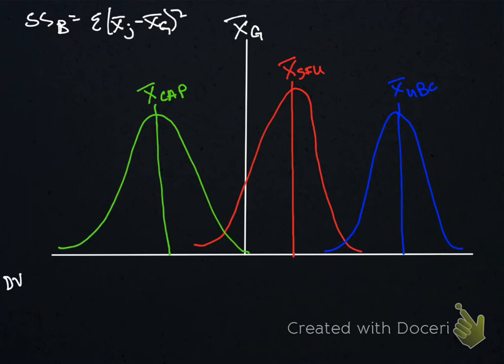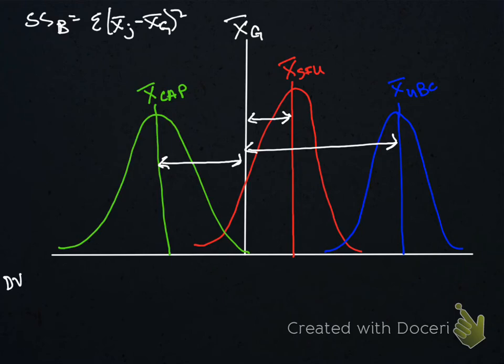Well, this would be the deviation between SFU's sample mean and the grand mean, so we would square that. Then we would add it to the deviation between UBC's sample mean and the grand mean and square that deviation. And then we would finally add the deviation between Capilano's sample mean and the grand mean. So here, that's really only 3 things. If we take each of these deviations of each of these means from the grand mean and square them, add them all up, that's our sum of squares between.